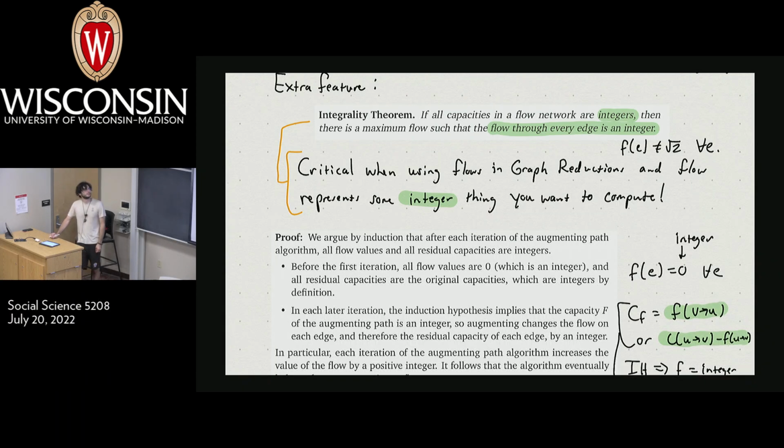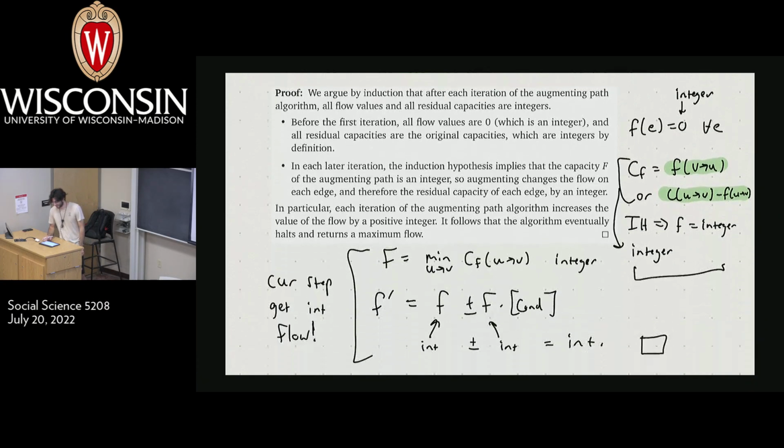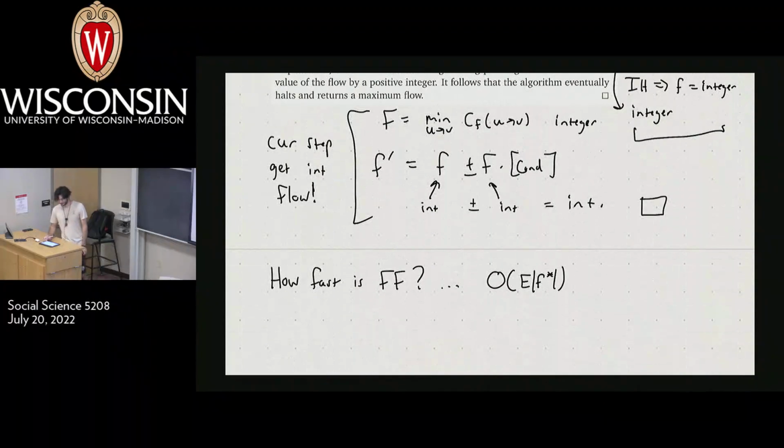But in general, Ford-Fulkerson is not the best algorithm. So here's the running time. How fast is this thing? It's going to be O of E times the size of the max flow.